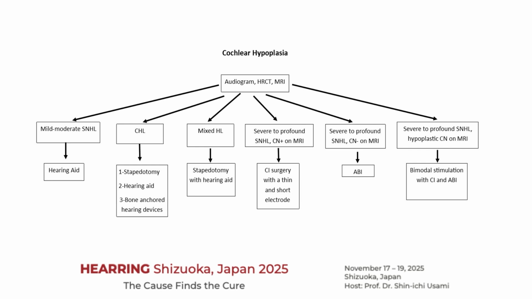They can also present with mixed hearing loss, then you can do a stapedotomy, and they benefit more from a hearing aid. Or they can present with severe to profound sensorineural hearing loss, and depending on the cochlear nerve on the MRI, you can either go to a CI with a thin and short electrode, or if there's no cochlear nerve, you can go directly to ABI. In cases of cochlear nerve hypoplasia, you can aim for bimodal stimulation depending on which side has a better or more robust cochlear nerve. You can do CI and ABI either sequentially or simultaneously.